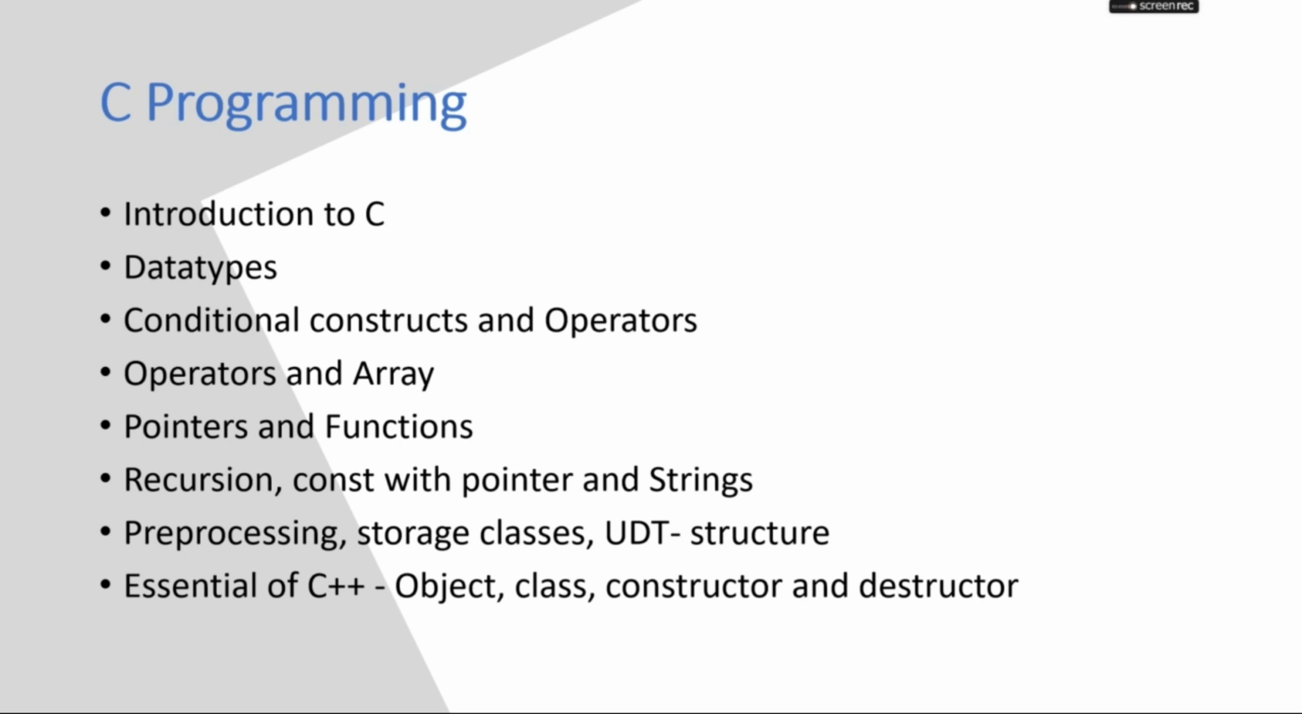Basically, C programming is a low level language and it is also a primary language, which is also called a machine language. C programming language is used for the programming of an embedded system. We learn its data types, conditional constructs and operators, arrays, pointers, functions, and also learn about do while loop, while loop, for loop, recursion, constants with the pointers and strings. And we also learn about storage classes and UDT structures.